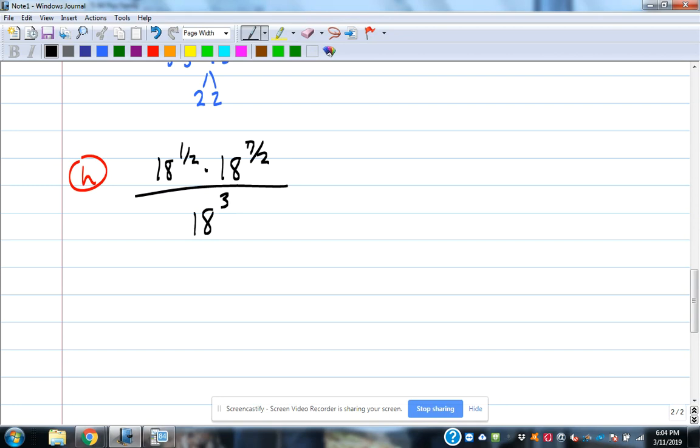So when we multiply on the top, what's the rule with exponents when you multiply? What do you do with that 1/2 and that 7/2? Add them together. So it's going to give us 18 to the 4 over 18 to the 3rd. Now we've taken care of the multiplication problem on the top. Now we want to take care of the division problem. So if we add when we multiply, what do we do when we divide with the exponents? Subtract. 4 minus 3 would be 18 to the 1st power, which is just 18.